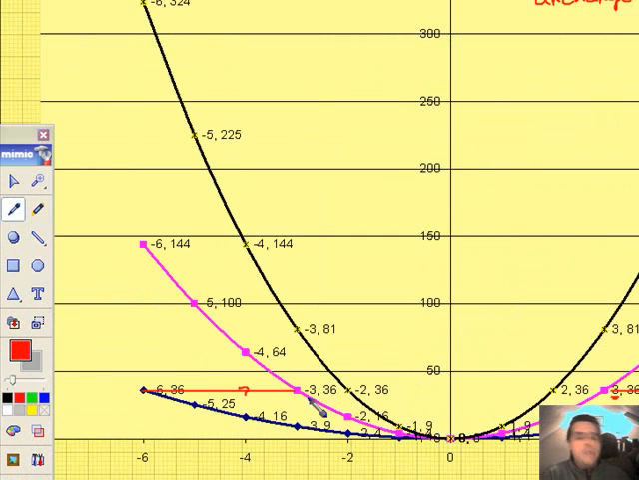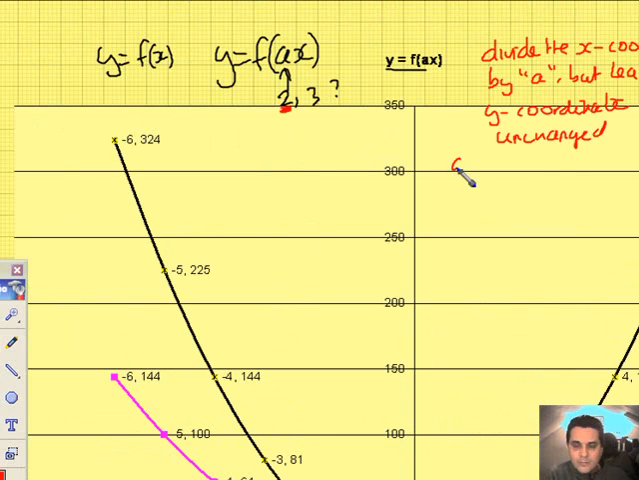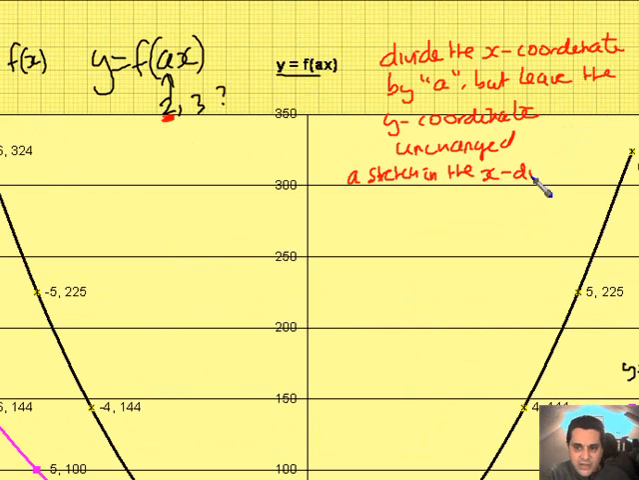Why is it halved? Because I'm dividing the x coordinate by the a value, and the a value was 2, so I'm dividing by 2. So going from 6 to 3, that's called a stretch in the x direction by a scale factor of 1/2. Okay, I have halved the x.